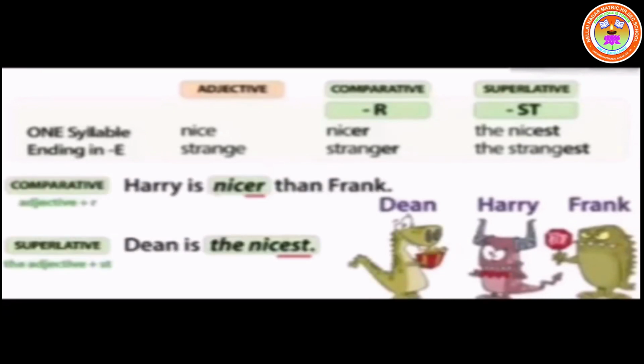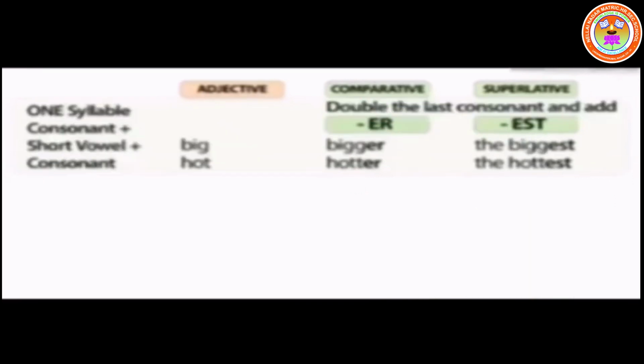Look at these three monsters: Dean, Harry, and Frank. Harry is nicer than Frank. Yes, Frank looks like a grumpy monster. Amongst the three monsters, I think Dean is the nicest because he has a gift in his hand. For the three monsters, which is the strangest?